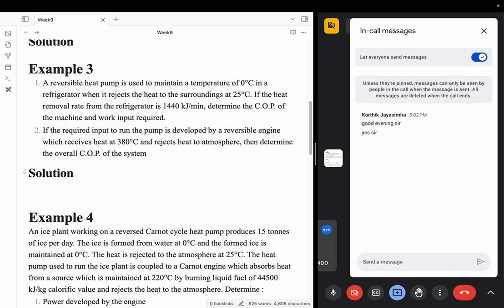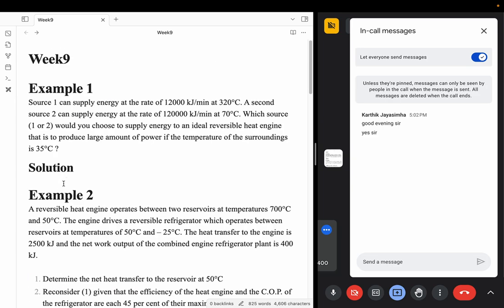So the first problem: we have two different sources, so essentially two different heat engines. In the first case, you have source 1, which can supply energy at a rate of 12,000 kilojoule per minute at 320 Celsius. In the second scenario, you have source 2, which can supply energy at a rate of 1.2 lakh kilojoule per minute at 70 Celsius. Which of these sources would you choose to supply energy to an ideal reversible heat engine, to produce a large amount of power, if the temperature of the surroundings is 35 Celsius?